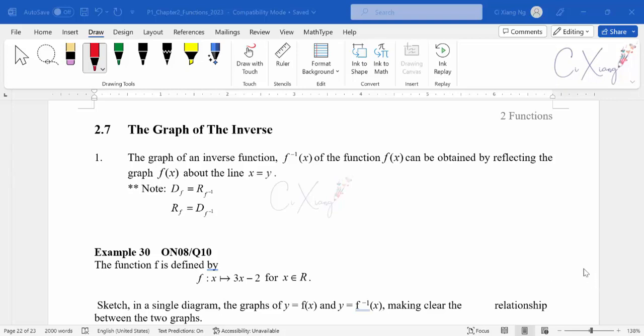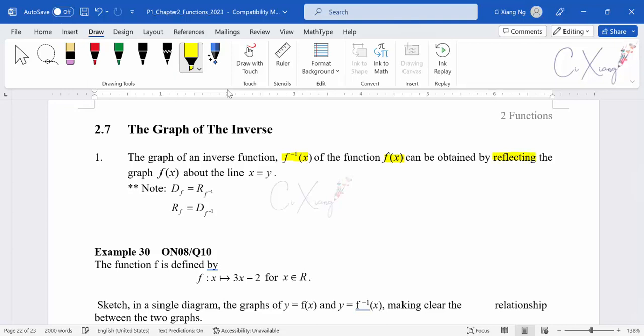Okay, so we'll be discussing the graph of the inverse function in this video. We have to know that for the graph of the inverse function, f inverse x, and also the original function, we can actually sketch it according to their range. And there's one piece of information that we need to know about the graph of the inverse function and the original function: both of them are actually reflecting each other.